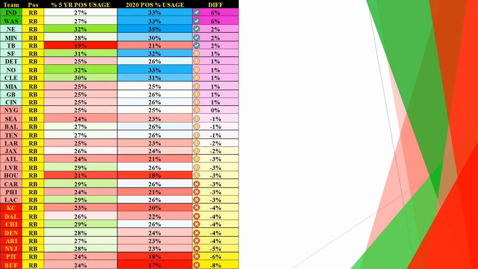Okay, running backs. I'm going to go through the same spiel that I just did, but now we're looking at running backs. So let's look at the tops and the bottoms here. And notice right away, if you look at the team, there were only two teams that really stepped it up and did 6%, Washington and Indianapolis. Notice those two were the ones where the quarterbacks declined the most. So there is a correlation there.